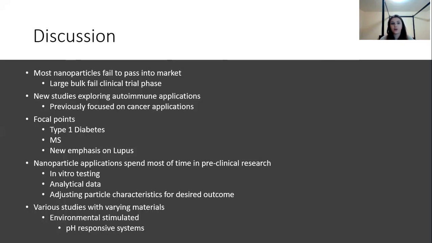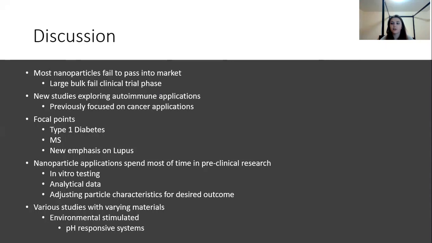So these are also new studies that are exploring autoimmune applications. There's been a lot of focus on cancer applications, so kind of using the successes from there and applying them to autoimmune diseases. And in this new field and new application to autoimmune diseases, there's a large focus on type 1 diabetes, MS, and a new focus on lupus too.